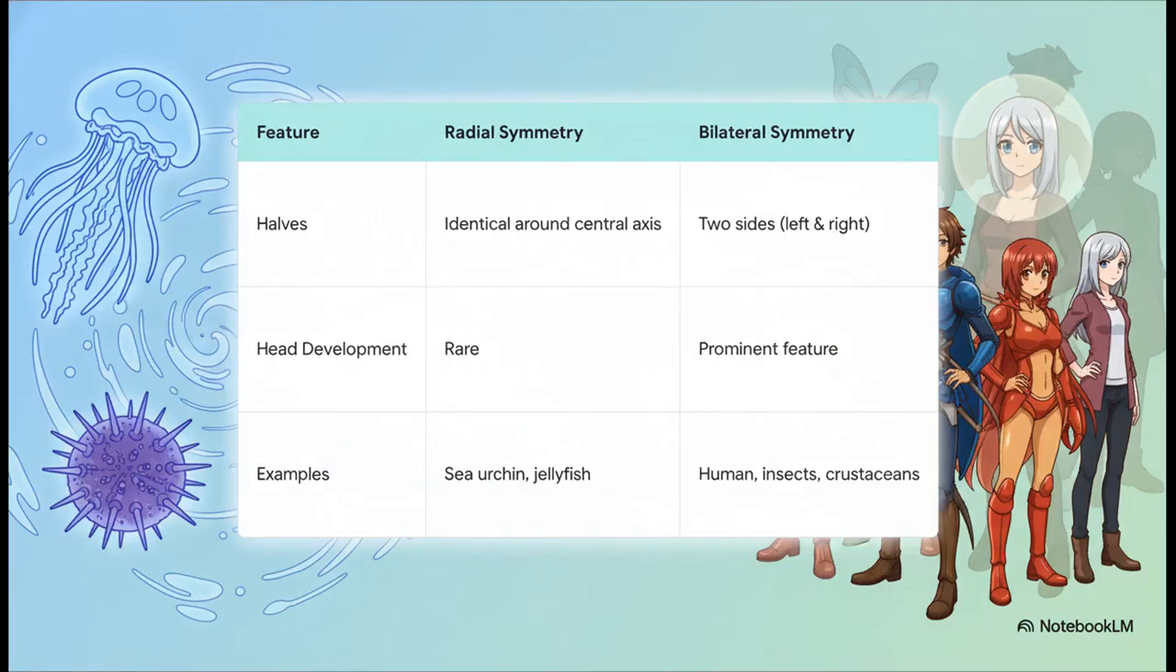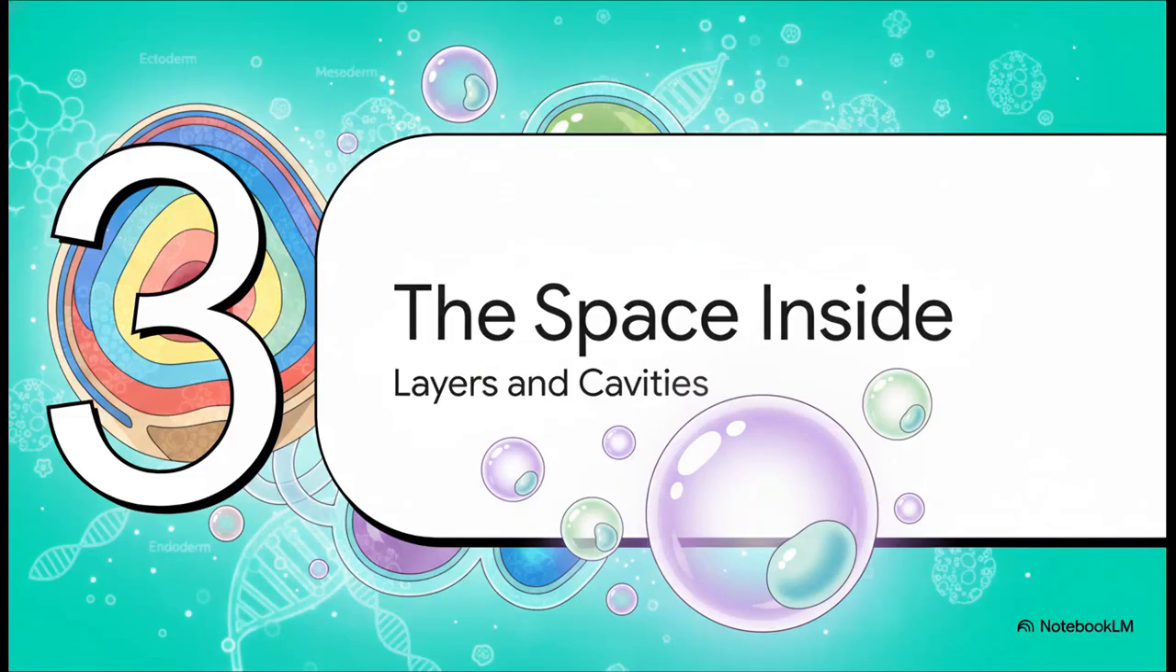This table really breaks down the key differences for us. You see, radially symmetric animals, like a jellyfish, pretty much never have a head. But animals with bilateral symmetry, that's us, insects, fish, you name it, almost always do. That development of a head is one of the biggest features that separates the vast majority of animals from these simpler forms.